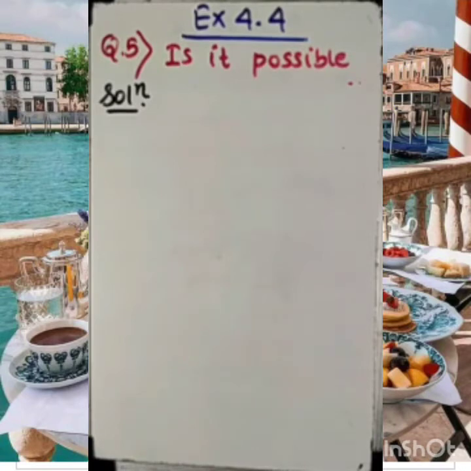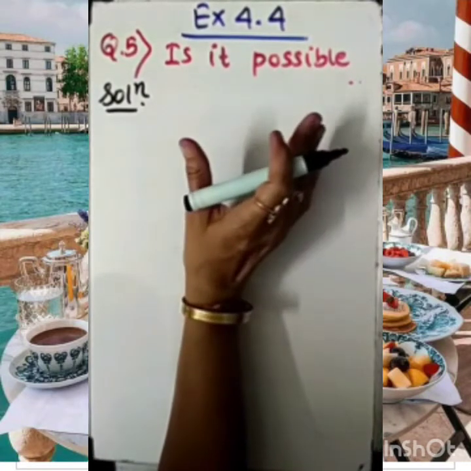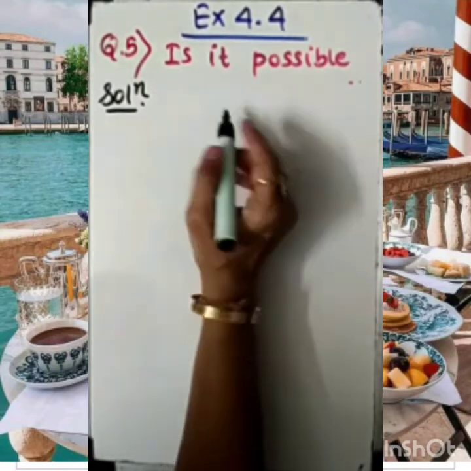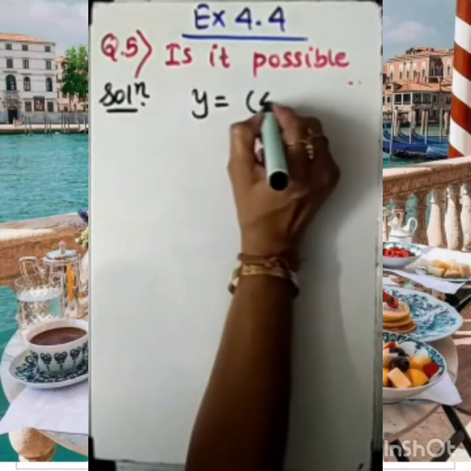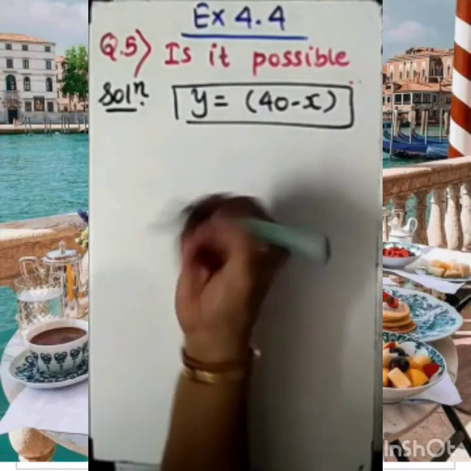So let's continue with the same question. Here we got the value of x, that is, the length is fixed, and the value of y we got is 40 minus x. Let me note down, this is a very important result. Through here we are working.